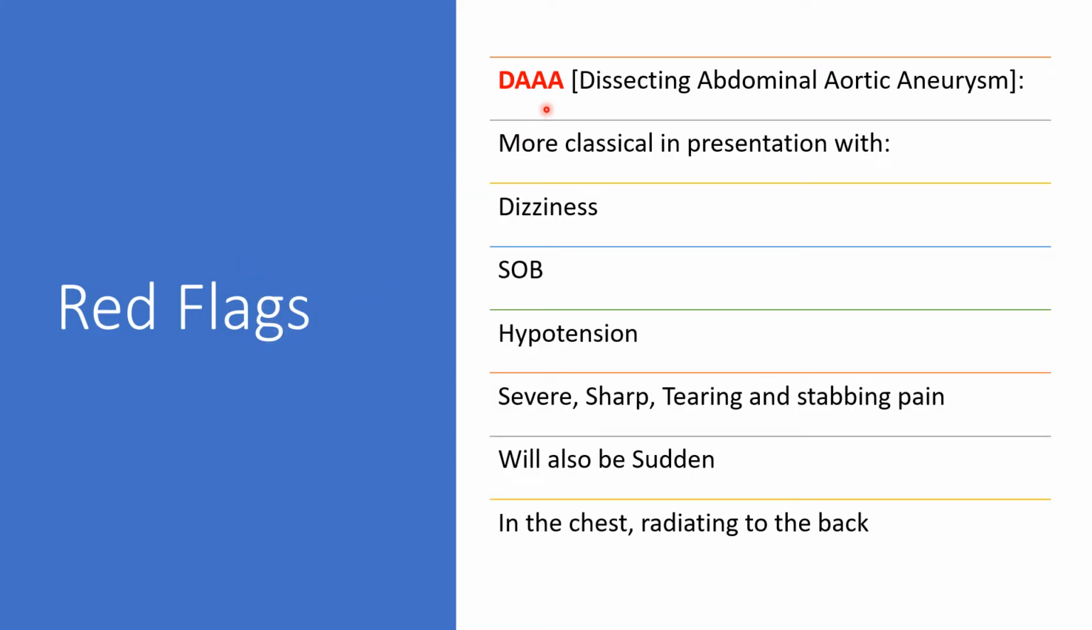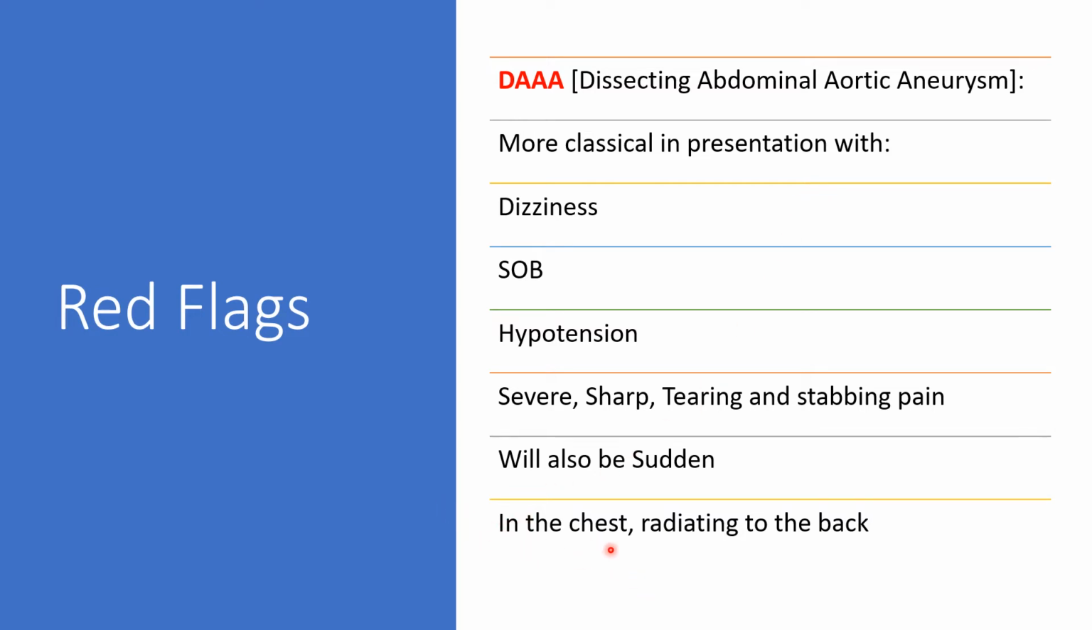Another red flag will be dissecting abdominal aortic aneurysm. Well, my thinking is that this should not even be under lower back pain red flags. And someone will fight me for that, right? Well, that's fine. But do you know why I've said that?